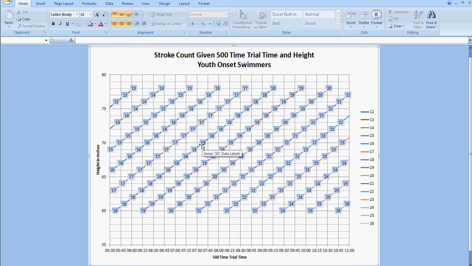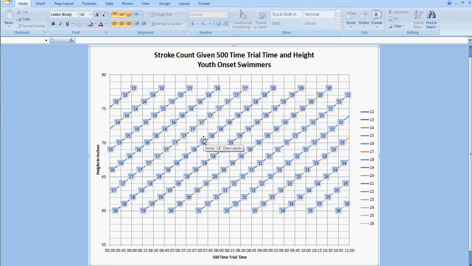And then in practice, if you are above that line, meaning you take more than 18 strokes, you're going to work on taking fewer strokes per length at that speed. If you're already taking fewer strokes than that, then you're going to work on your turnover. You're going to work on holding your fewer strokes and going faster than your 500 time on some intervals. So let's go ahead and work through some examples that I've put together.